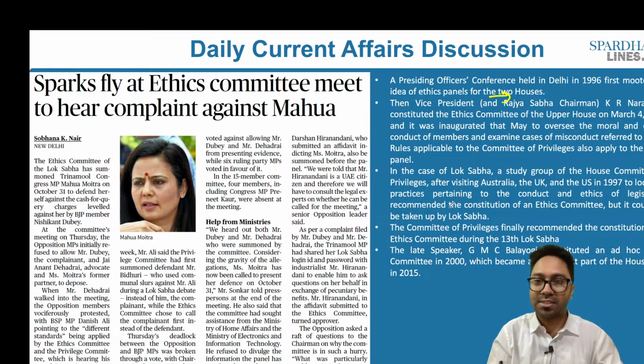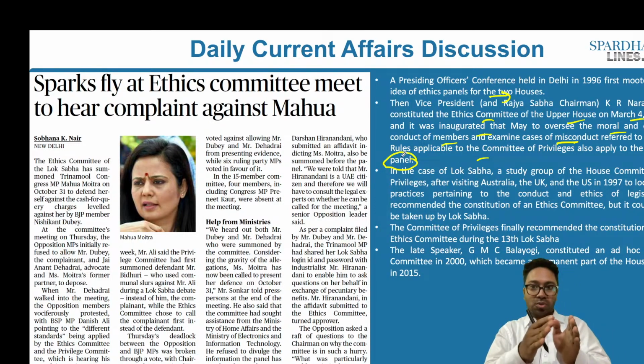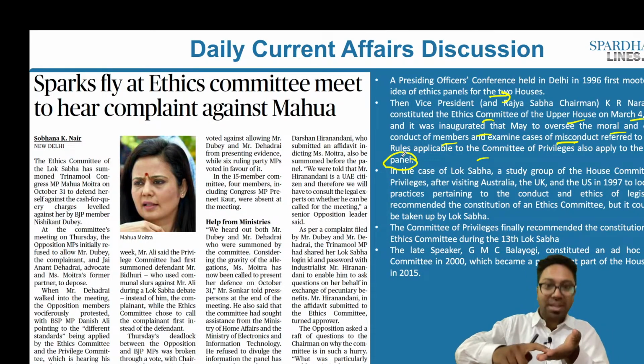Then Vice President and Rajya Sabha Chairman K.R. Narayanan constituted the ethics committee of the upper house on March 4, 1997, and it was inaugurated, made to oversee the moral and ethical conduct of the members, and examine cases of misconduct referred to it. The rules applicable to the Committee of Privileges are also applicable to the ethics panel. So all those rules that are applicable to the Committee of Privileges.